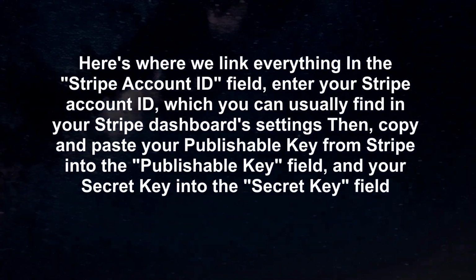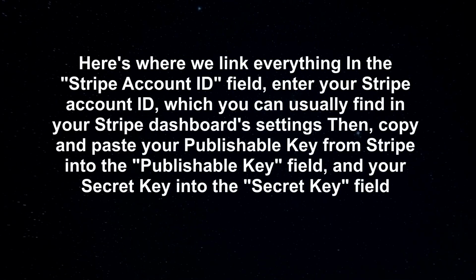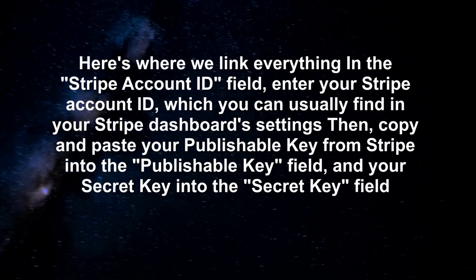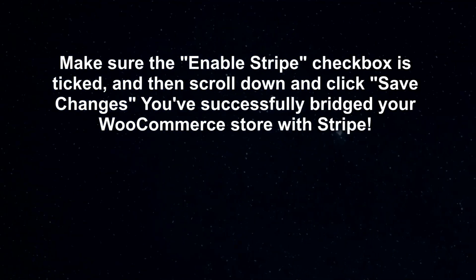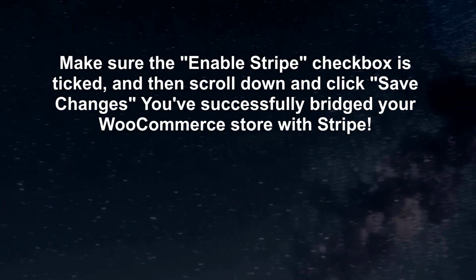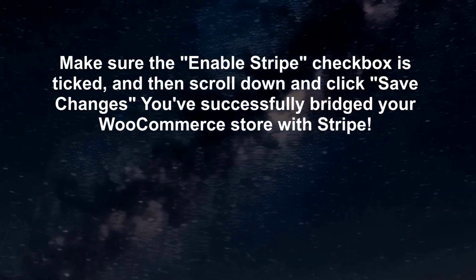Then, copy and paste your publishable key from Stripe into the publishable key field and your secret key into the secret key field. Make sure the Enable Stripe checkbox is ticked, and then scroll down and click Save Changes. You've successfully bridged your WooCommerce store with Stripe.